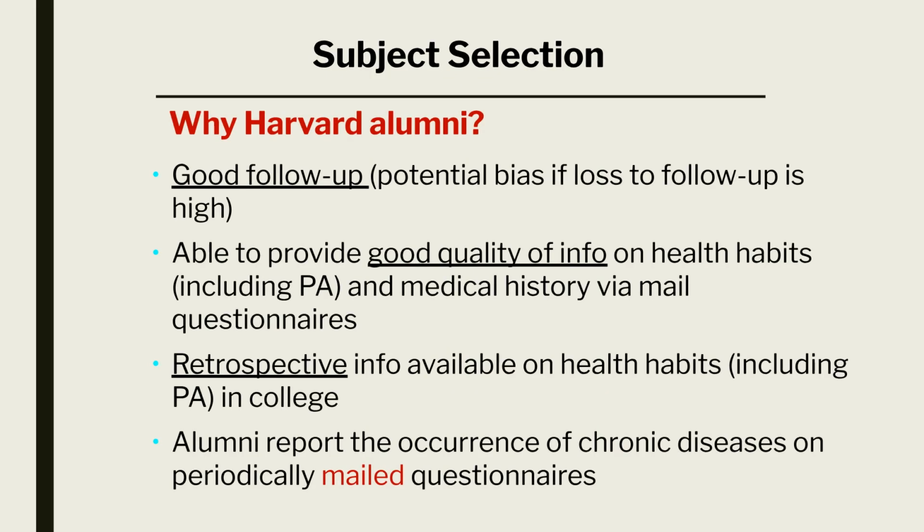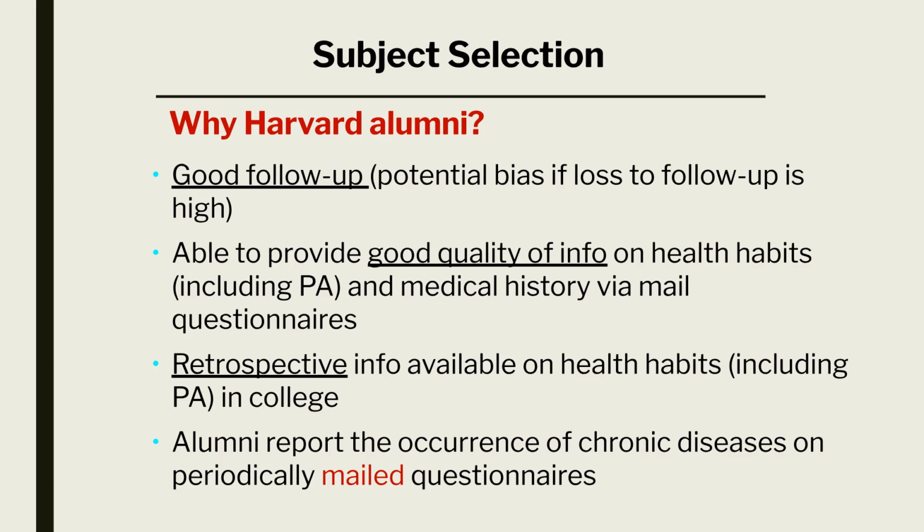Why did researchers choose Harvard alumni? One key reason is high compliance. This group was more likely to respond to follow-up surveys, which helps reduce loss to follow-up, a major source of bias in cohort studies. Think about who is more likely to drop out: individuals who are less healthy, less active, or from lower socioeconomic backgrounds. Losing these participants can bias the results.